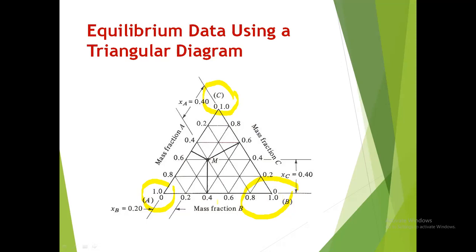Okay. So at this particular point M here, we say that our system has 20% water, 40%, whatever is the solvent, it's not indicated, and 40% A. So that's how you read the concentration. So for M, it's 20% B, 40% C, and 40% A. I hope you get it on how to get the concentration.